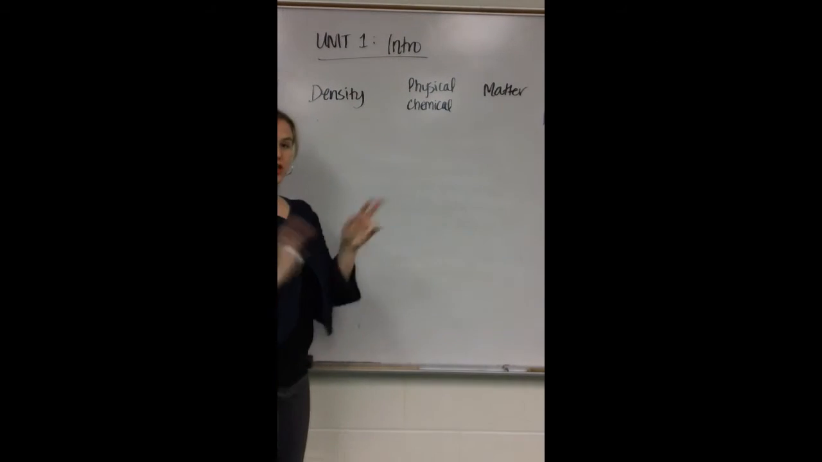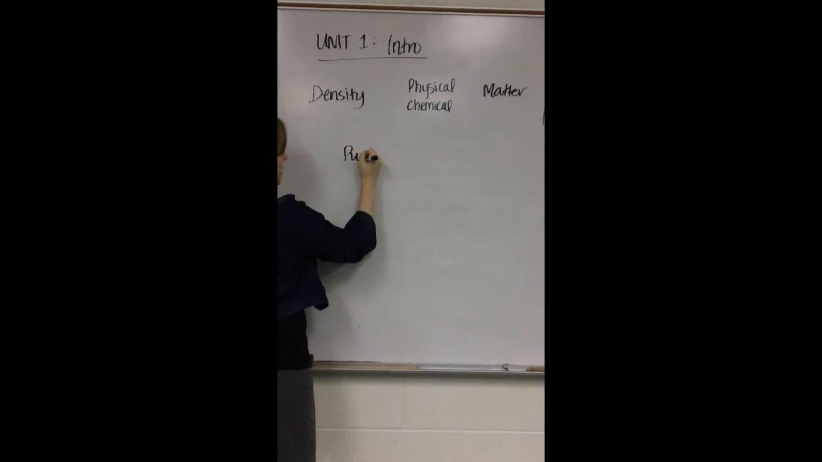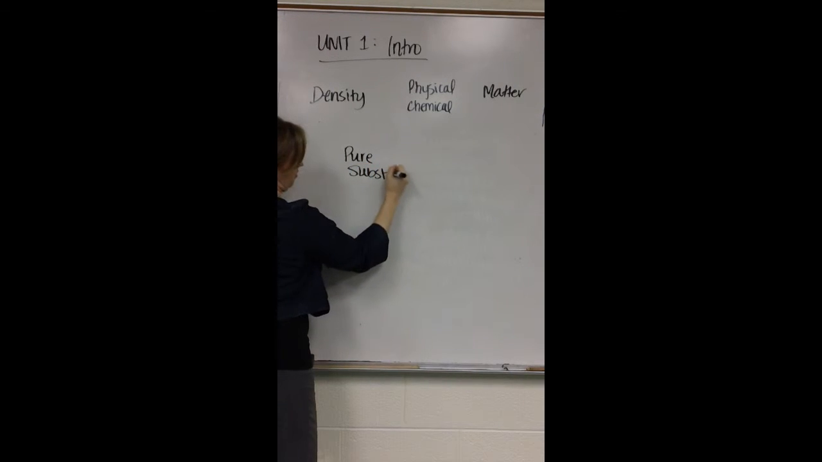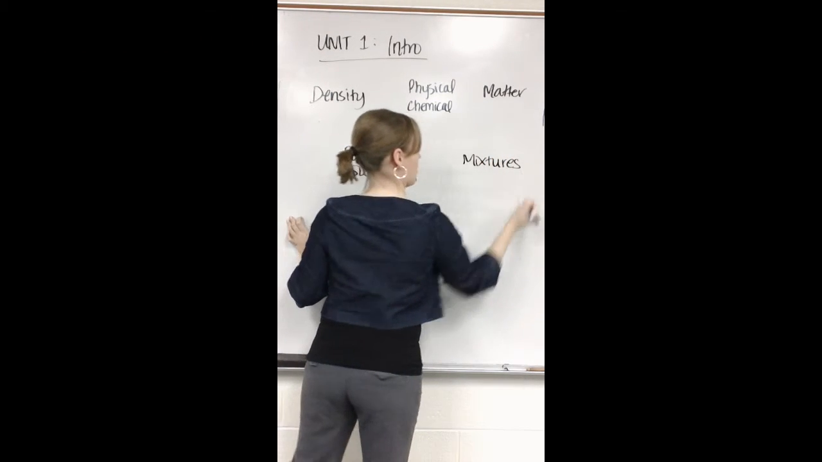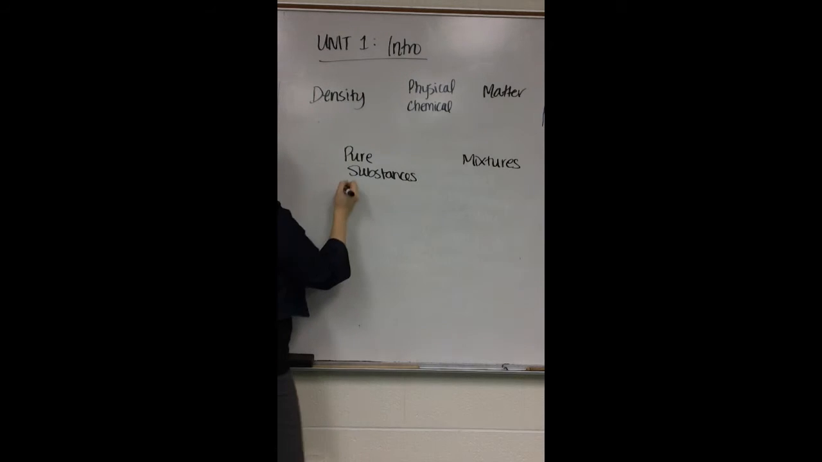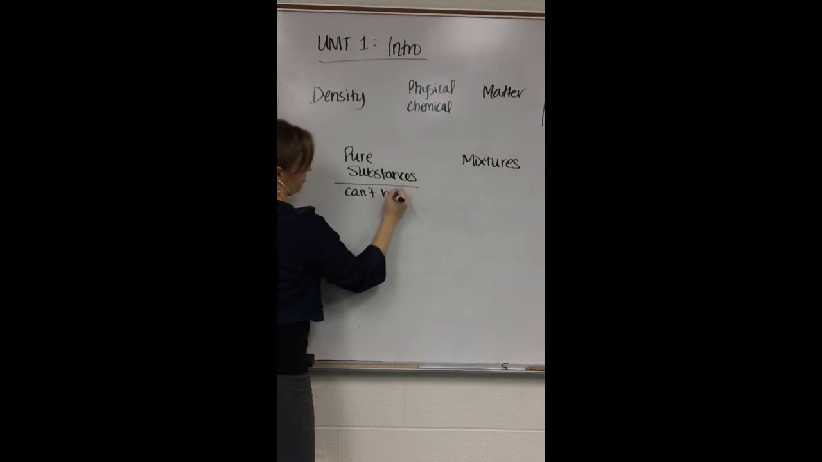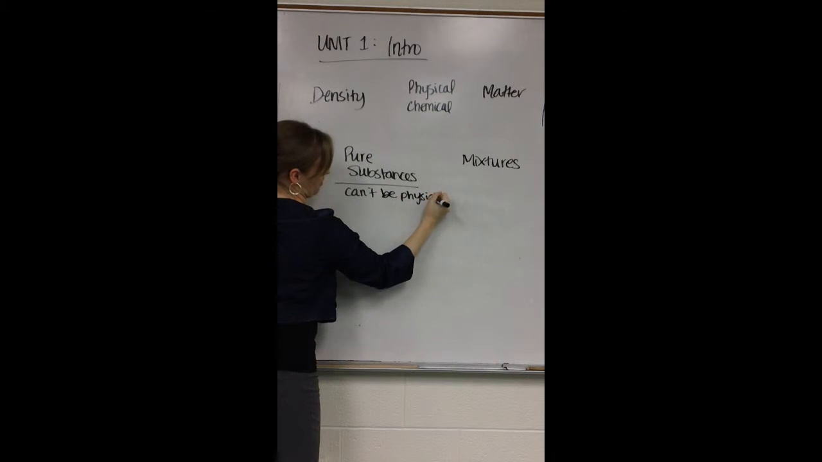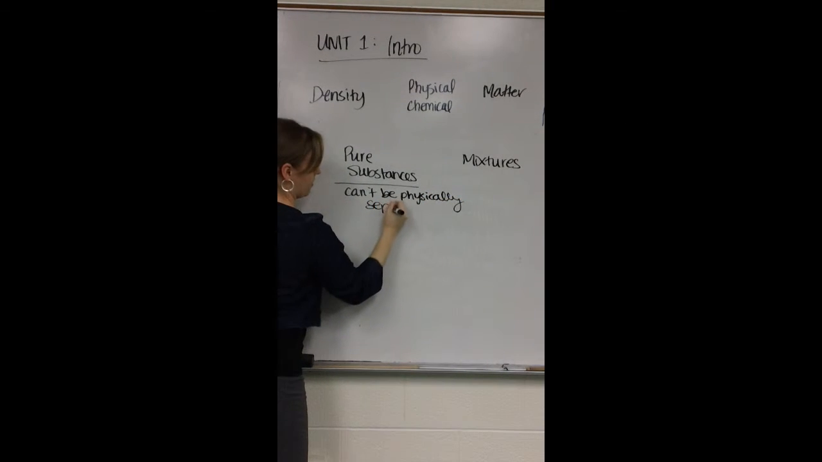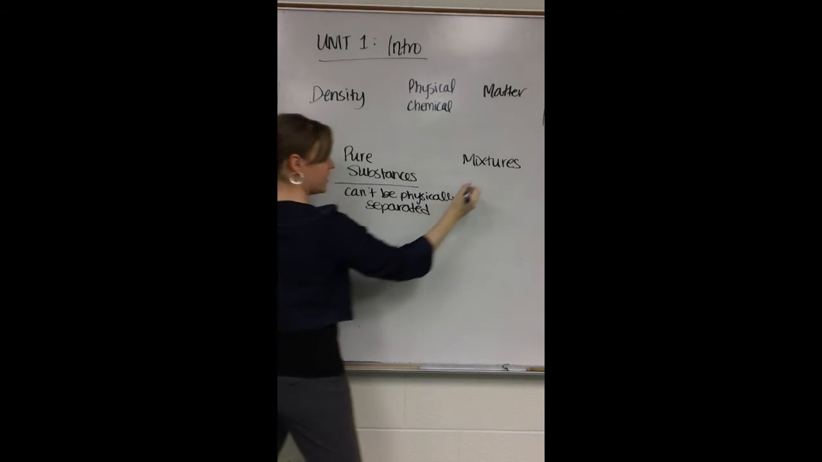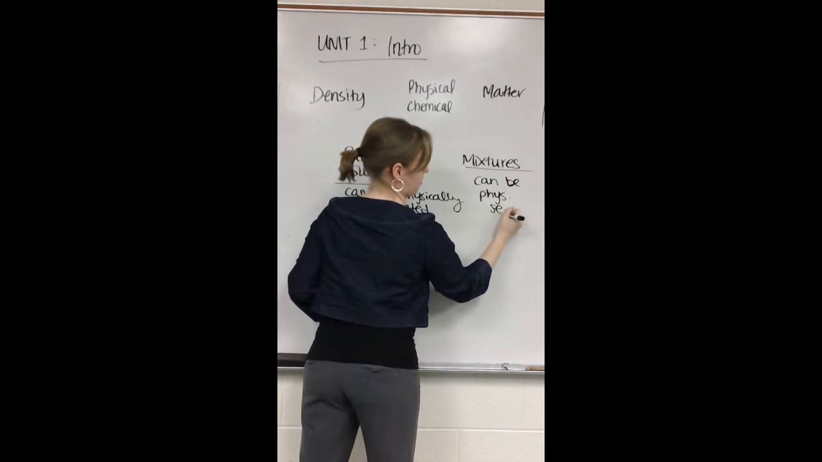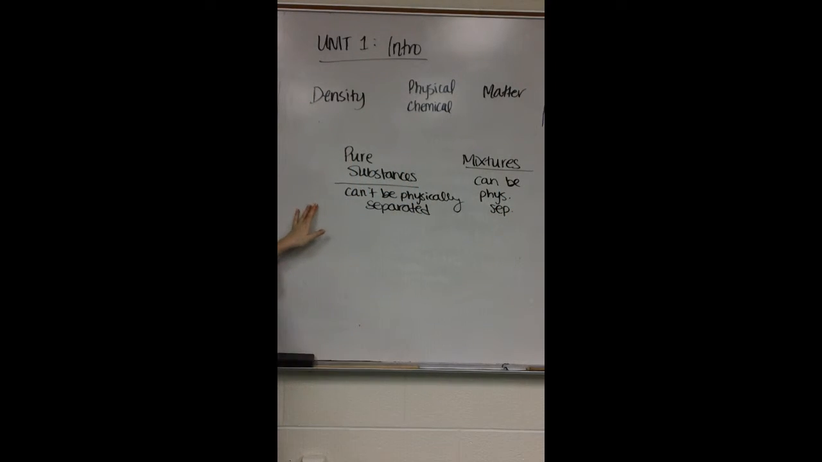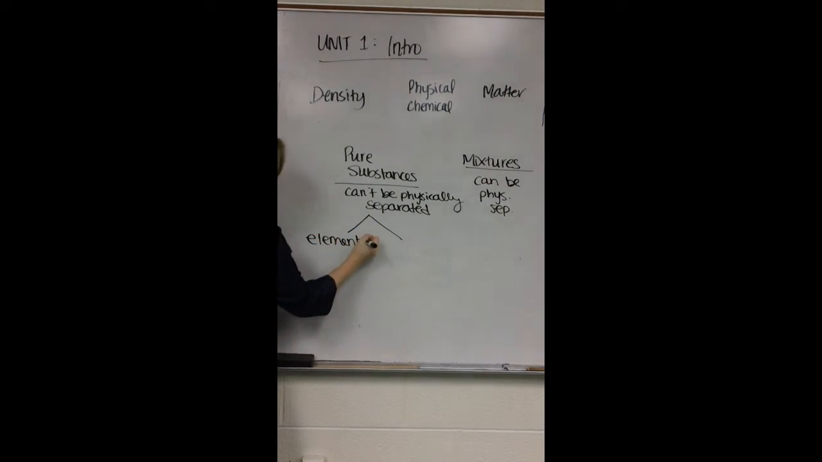Matter is broken down into two main types: pure substances and mixtures. Pure substances can't be physically separated. Mixtures can be physically separated. Pure substances are broken down further into two other types of things: elements and compounds.